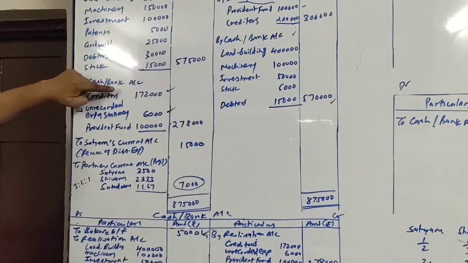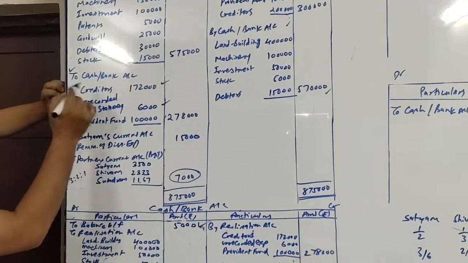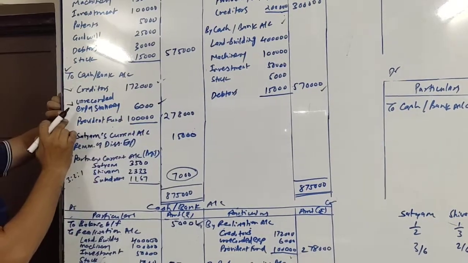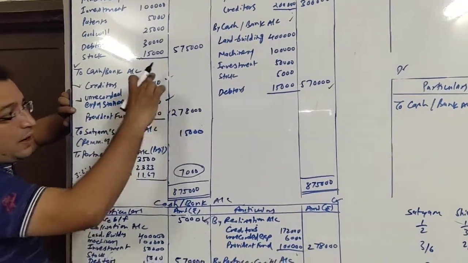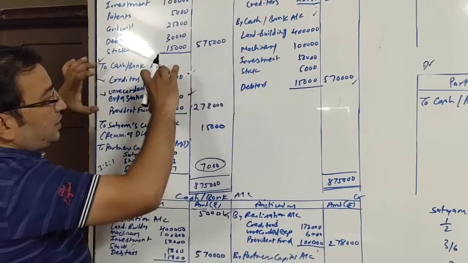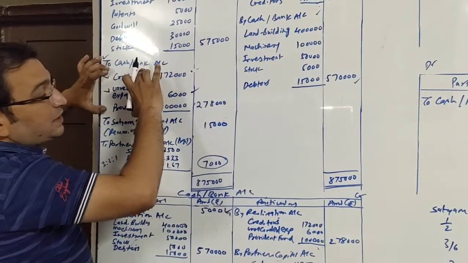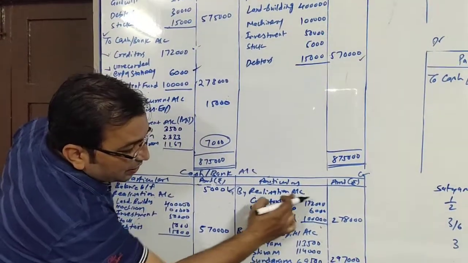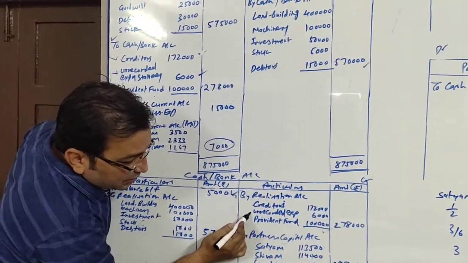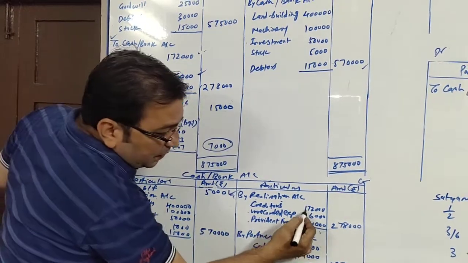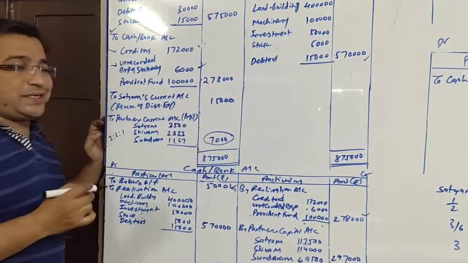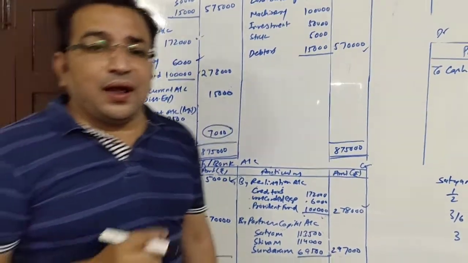One time I have written to cash account, and all three items: 1,72,000 for creditors, 6,000 for unrecorded expense, and provident fund 1 lakh. Total is 2,78,000. This is debited to realization. The same will be credited to cash account. So cash account credit side by realization account, creditors, unrecorded expense, provident fund 1,72,000, 6,000 and 1 lakh. Total outer column 2,78,000.